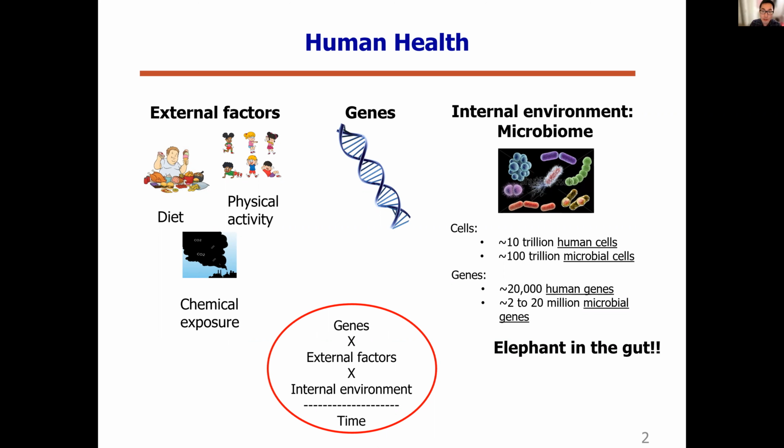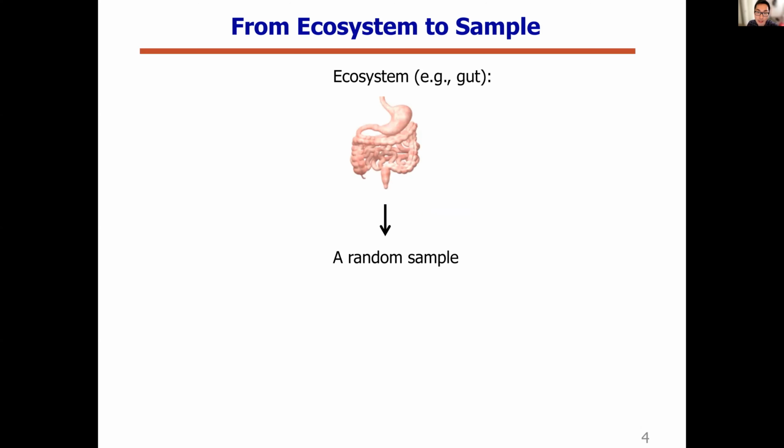Before we jump into the details of statistical analysis, I would like to briefly discuss how microbiome data are generated, and that will help us understand the parameter of interest we will focus on. First of all, we have an ecosystem of interest, such as the gut. Based on this ecosystem, we can draw a random sample out of it, such as a fecal sample. Then we can do 16S rRNA sequencing or shotgun sequencing and library preparation.